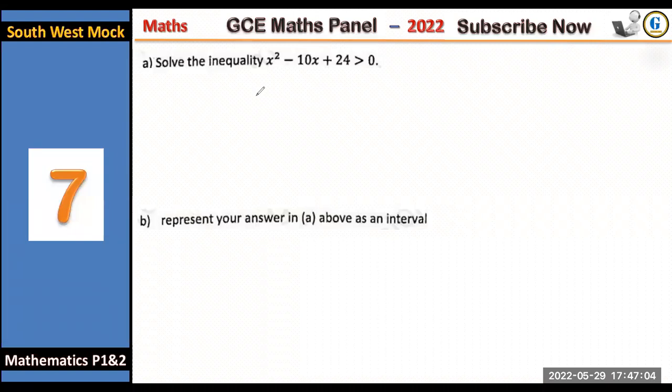Now, question 7, solve the inequality. How do we solve it? Some people don't want to see this one. So we are going to solve by factorization. A is 1, C is 10, so AC is 24. What are the factors of 24 that when we multiply those two factors, we are going to have 24, and when we add them, we are going to have negative 10?